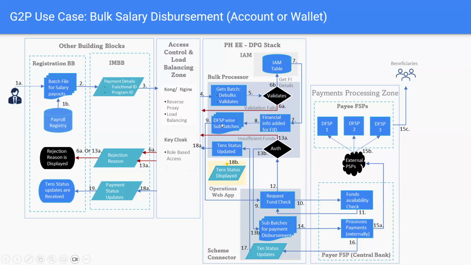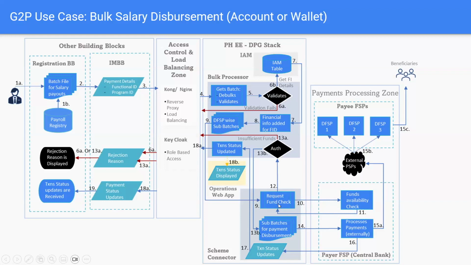So all of these, before the payment instructions are sent, this request for fund availability is sent to the payer FSP via the scheme connector of the payment hub. So payer DFSP, it could be any central bank or any other bank. It checks for the availability of funds, which again is one of the assumptions, that those funds have already been made for specific programs. We are assuming a happy flow. Therefore, it checks the funds and says, yes, the funds are available.